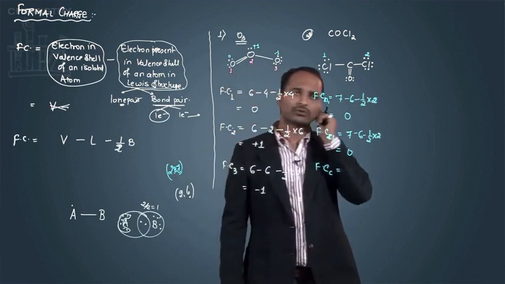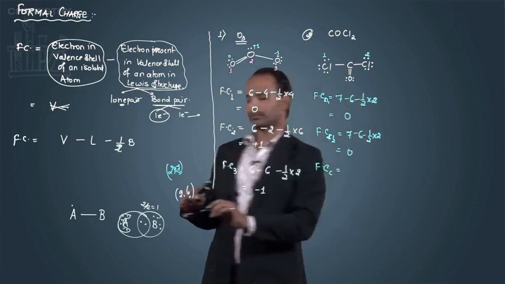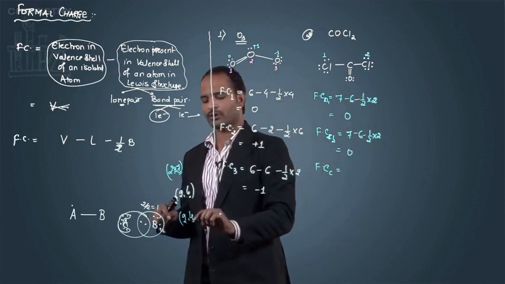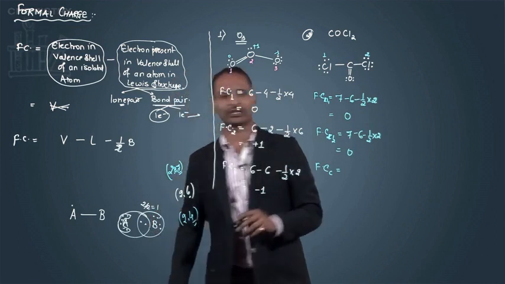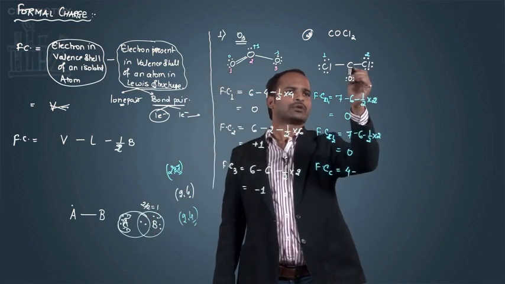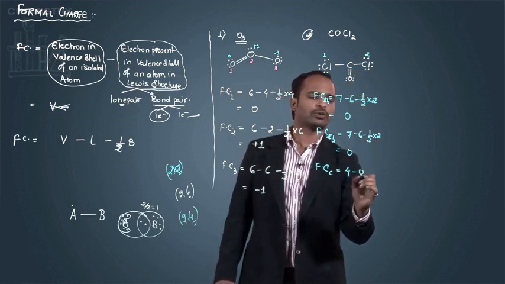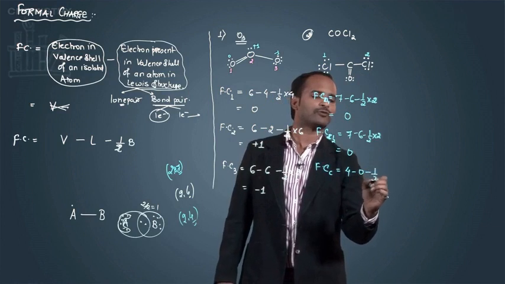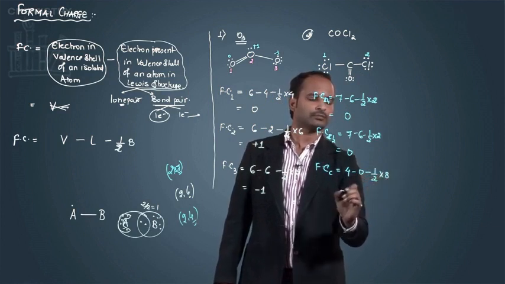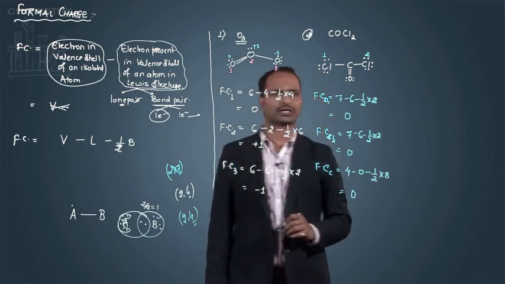Carbon, formal charge for carbon. On carbon, atomic number is 6, so configuration is 2,4. So, the outermost shell has 4 electrons in isolated form. So, 4 valence electrons minus, no lone pair electrons, but 4 bonds are formed. 4 bonds means half of 8 electrons. Half of 8 is 4. 4 minus 4 is 0. So, no charge on the carbon.